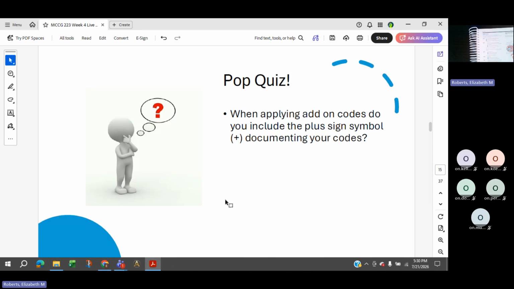Pop quiz time. So in the chat, when applying add-on codes, do you include the plus symbol when documenting your codes? Yes or no? What I mean here is, if you see that plus symbol next to a code in the book, in the real world, when you're entering that code into your electronic medical record system or on an assignment, do you add that plus sign?